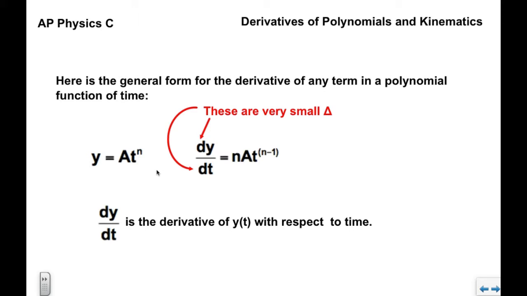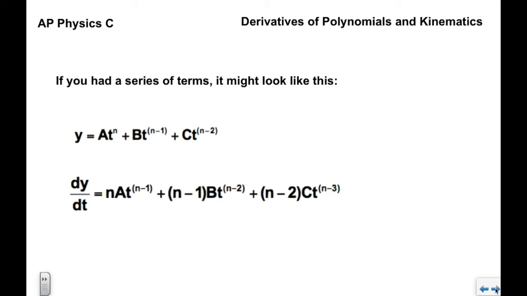And the way we find this functionally, we take the exponent n, move it out front. We have n times a, we carry the constant with it, times t to the n minus 1. So effectively, we decrease the exponent by 1, and this is the power rule. dy dt is the derivative of y with respect to time. Okay? Now, if you had a series of terms, you might see a polynomial. y equals a t to the n plus b t to the n minus 1 plus c t to the n minus 2.